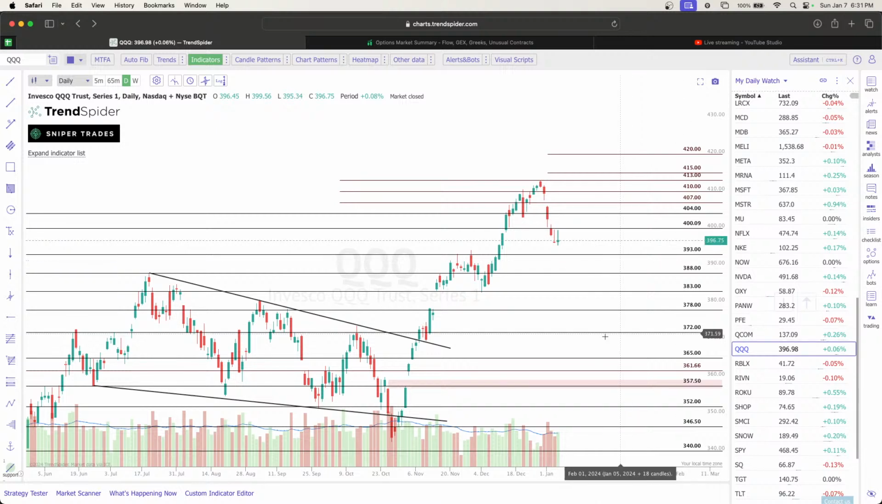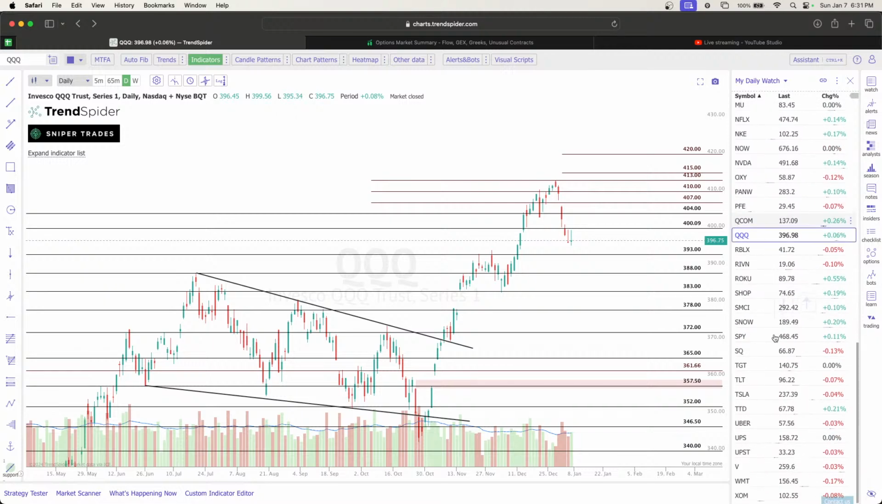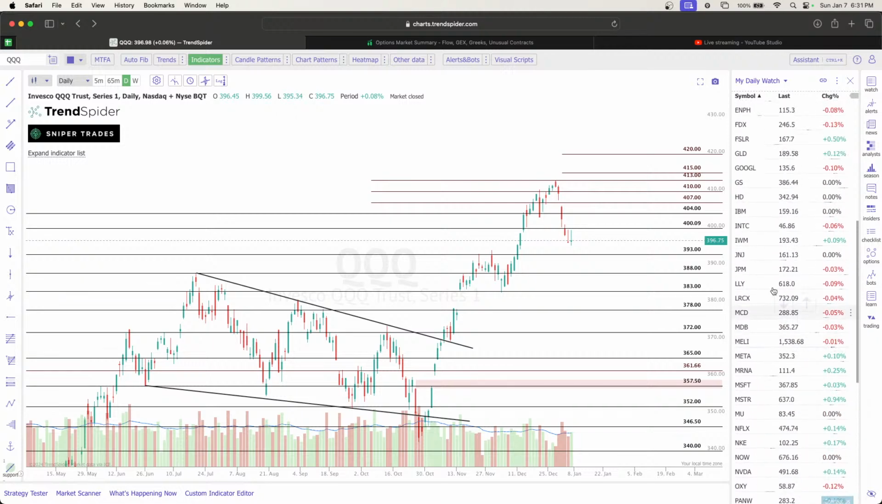So it's a waiting game. You'll have to see what happens. QQQ is probably a do not touch trade for me early in the week, at least. We are nowhere near the level. So QQQ is nothing that I would be looking out for to trade.